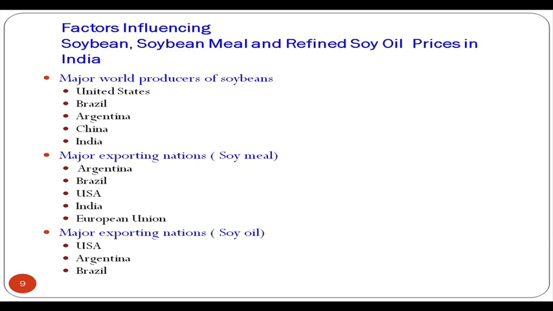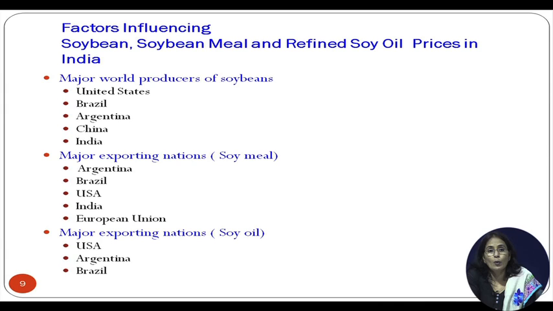Now let's discuss the factors influencing the soybean, soya meal, and refined soya oil prices in India. One thing I would like to mention here is that even if soya meal and soya oil are produced in India from the soybean, these three commodities have different kinds of supply and demand factors. So the supply or demand factors for soya meal are quite different from the demand factors for soya oil.